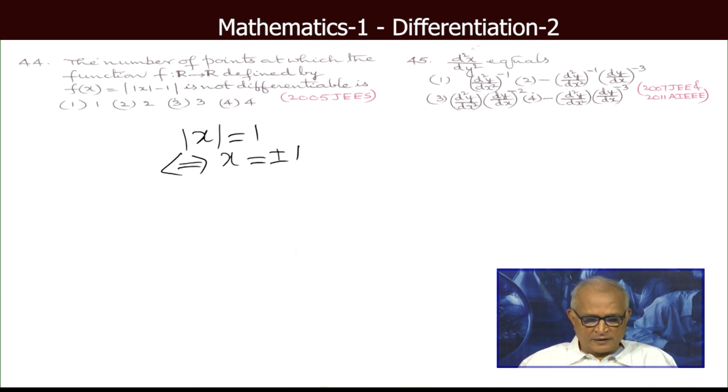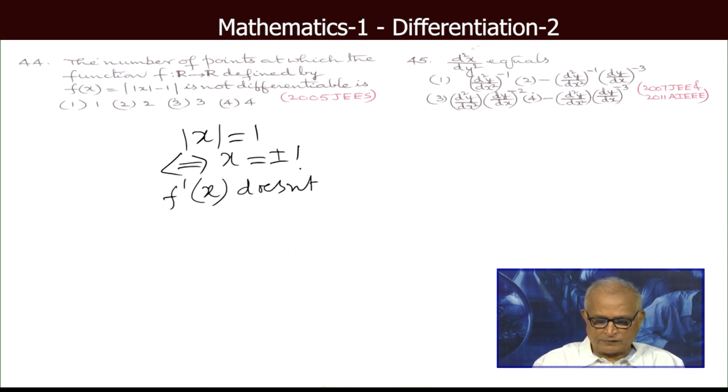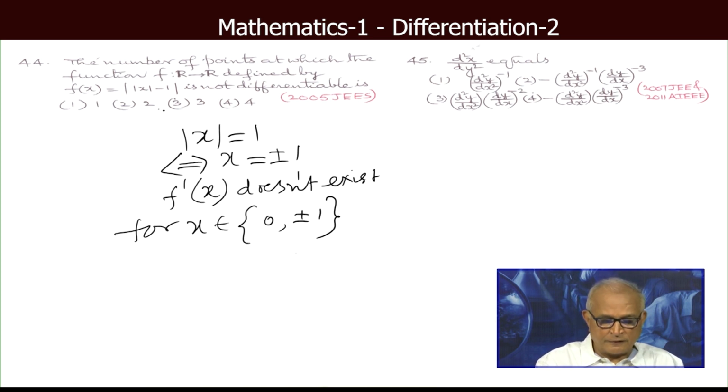అవుతుంది కాబట్టి. mod x minus 1కి డెరివేటివ్ ఉండాలంటే mod x డెరివేటివ్ ఉండాలి. mod x డెరివేటివ్ లేనటువంటి పాయింట్ x equal to 0. సో దేర్ ఫార్ f dash x doesn't exist for x belongs to 0 and plus or minus 1. So 3 points in all.